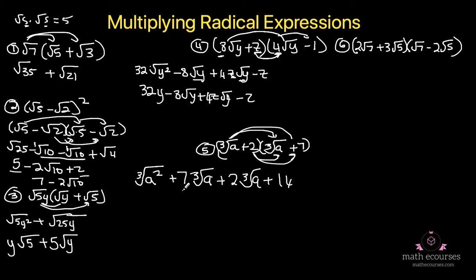What can I combine now? I can combine that. So drop this down. 7 plus 2 is 9. Then keep your cube root of a. And then bring this 14. That's all I can combine. These are cube roots, but this one's an a and this one's an a squared. Those are not the same.